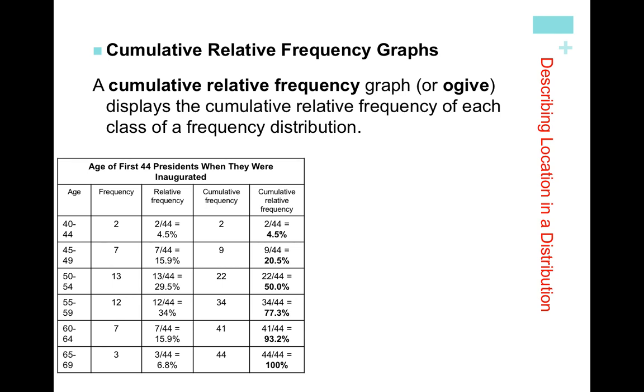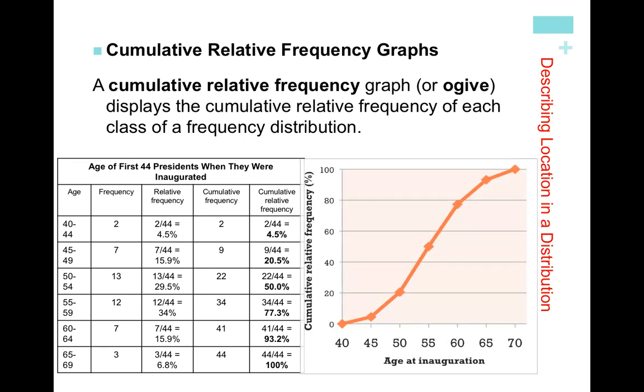So in order to graph, you're going to keep your classes on the x-axis, just like you would if it were a histogram. Your y-axis is your cumulative relative frequency. So it's going to range from 0 to 100%. And then you just put a point at each of those cumulative relative frequencies. So at 44 years of age, we have a point of 4.5%. At 49 years of age, we have a point at 20.5%. And then we continue filling in those values.